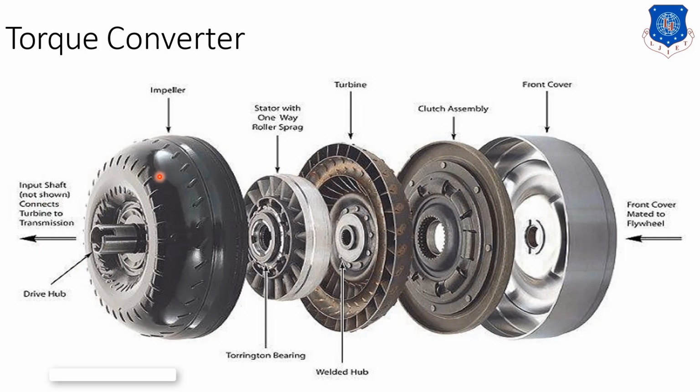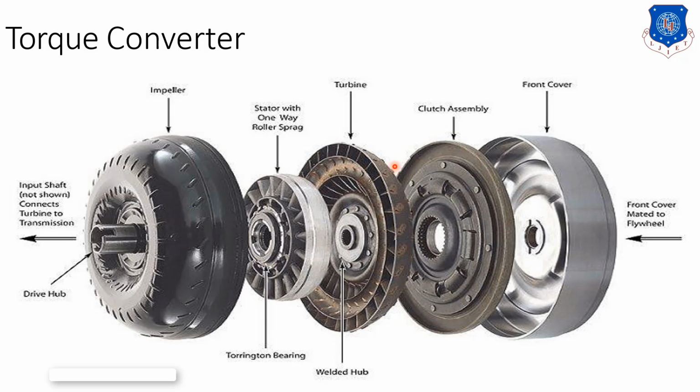Okay, this is our impeller, or we can say pump, and it is connected to the input shaft. The turbine is connected to the transmission drive hub. In between, stators are used, in which the vane, or we can say blade, is provided. The fluid comes firstly from the pump to the turbine, then from the turbine to the stator, and in such a way that it goes again to the pump.